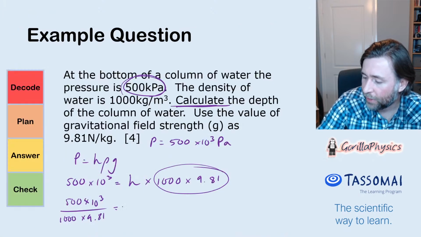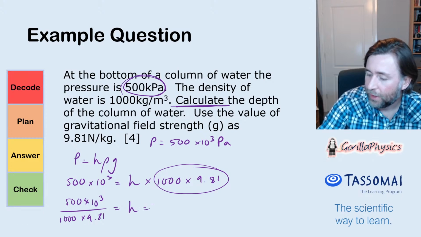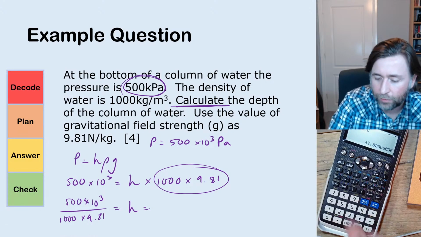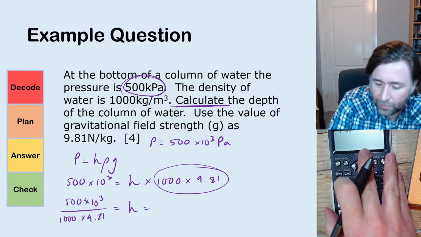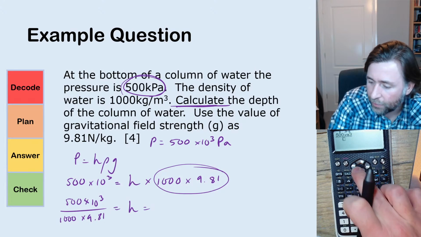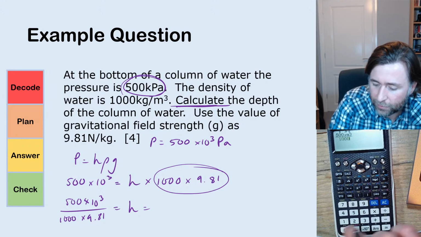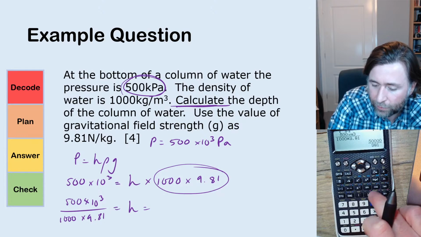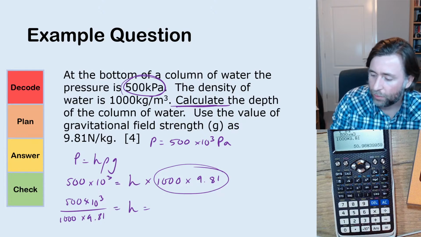9.81, and that is going to be our height. And that's where it really comes in handy to use our little fraction button, so we can be sure that we're getting our order of operations correct. Fraction 500 times 10 to the 3 over 1000 times 9.81. Okay, now what's the depth of the water then? It's 51 meters.